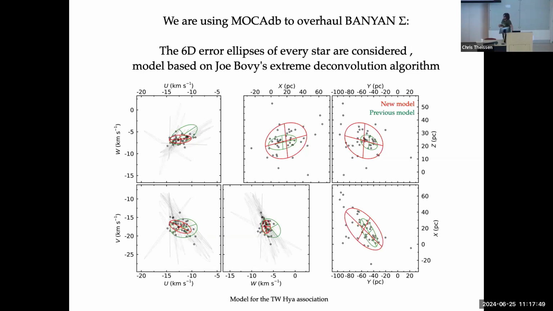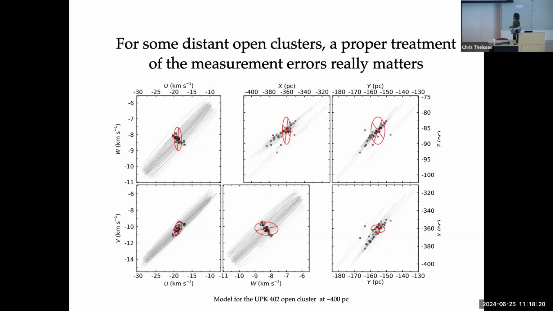Another thing we are using the database for is to refine our models for young associations that we use in Banyan Sigma. For those who have never heard of it, it's a tool that allows you to determine a membership probability in young associations, especially when you don't have a radial velocity or a parallax. It can allow you to marginalize over the missing parameters and still obtain a membership probability. So we have extended this to much further distances.